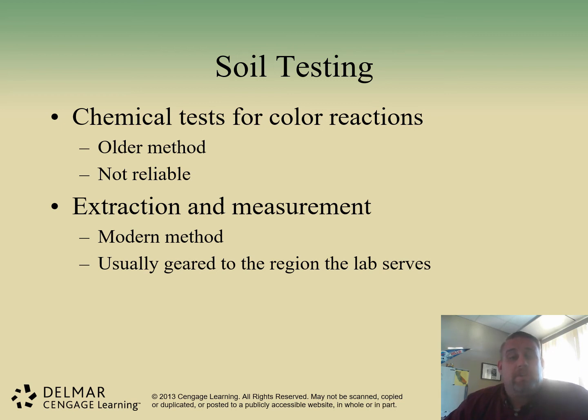So there are a couple of different tests. There are chemical tests. This is an older method and it's not very reliable anymore. Now we're using an extraction and measurement method, and this is basically taking those soil particles and putting them into water and extracting all of the nutrients out, utilizing different constituents to pull those nutrients out, and then determining how much is actually within that certain sample.